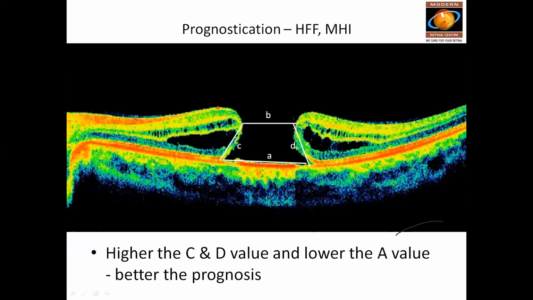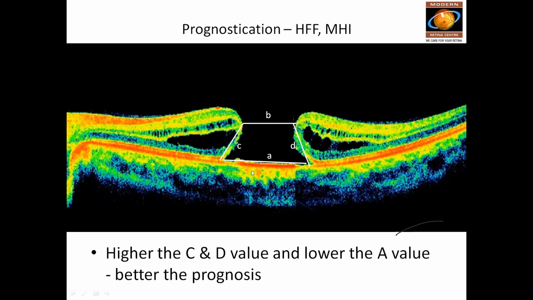So for this macular hole, OCT not only helps in the diagnosis, it also helps in the prognostication of the condition. So we don't have to remember all these formulas, but if we draw a horizontal line, A is the horizontal line between the two maximum ends of the hole. This is the maximum diameter. B is the shortest distance between the two. C and D are the two lines which connect the tip of B with A on either side.